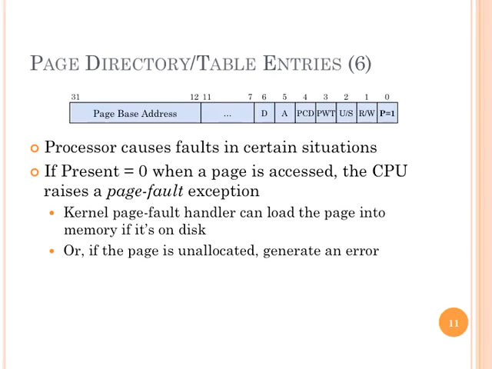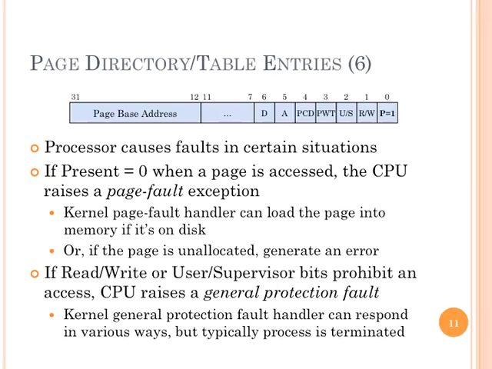Like I say here, it can decide to load it. If it knows that this is a page that's stored on disk somewhere, it can just load it in. Or if it knows that it's unallocated, then it can generate an error and then pass that to the process and perhaps terminate the process.